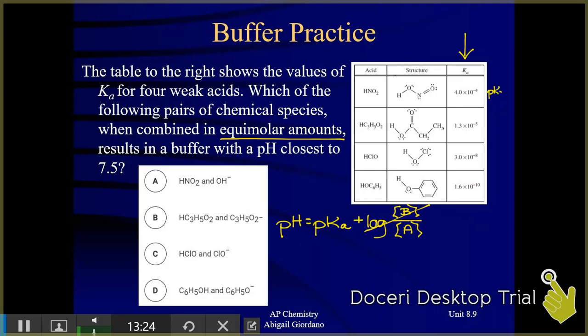This guy's going to have a pKa of like 3 point something. So if I were to make a buffer system with this first acid, HNO2, with that acid and its conjugate base, I would get a pH of 3 point something. Well, that's not very close to 7.5. Look at the next acid. This is going to give me a pKa of 4 point something. That's not going to work.